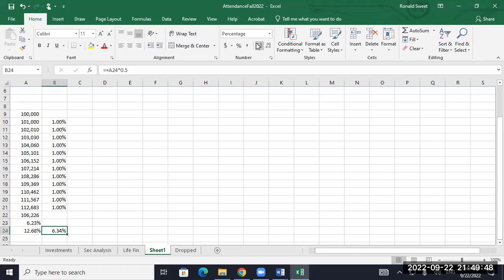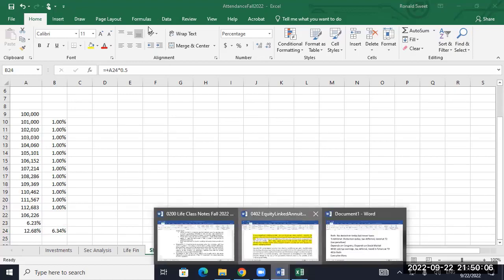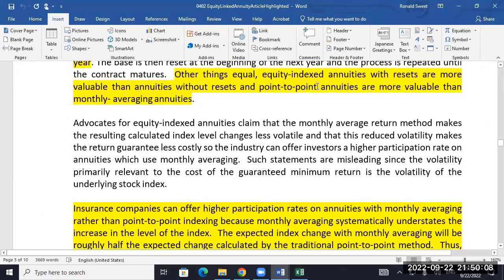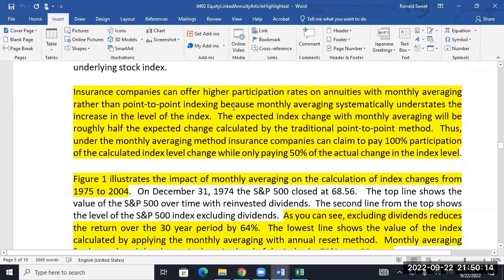50% was slightly better. But if you're a sales rep in a sales meeting and they say we have 100% participation, that sounds pretty good to me. The other guy said they want to do 50%. You see the deception here. Makes a big difference. So the more often the resets are, you're losing out because you're not getting that true index.